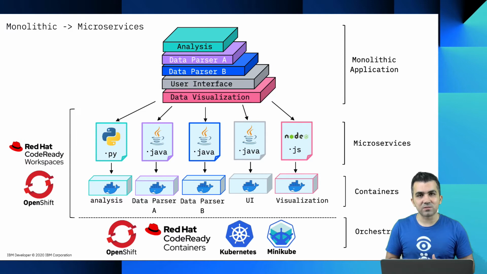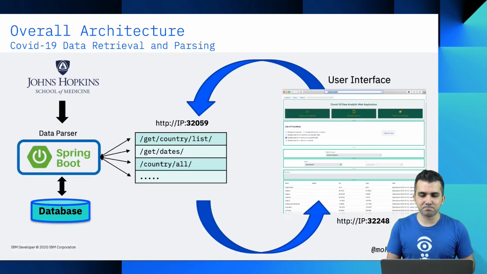Later, we're going to take a look at CodeReady Workspaces to deploy your application just using the source code from your Git. And that is a very powerful feature of OpenShift Container Platform. Before we view the application, here's a quick summary of the architecture and components.